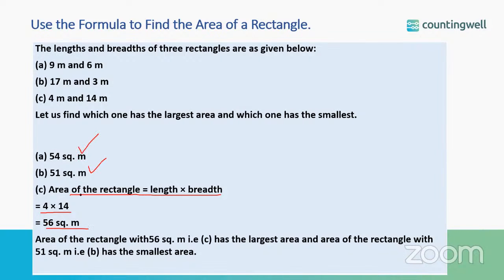Just note down the areas of the three rectangles, 54, 51, and 56. Which one is the largest area? Which one is the rectangle having largest area? It is nothing but the third one. So the one given in the C subpart is the rectangle having largest area, whereas the one given in the B part of the question is having the smallest area.